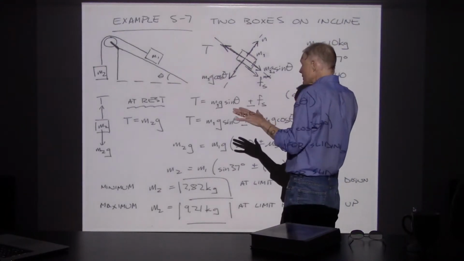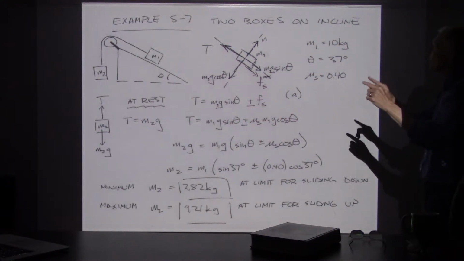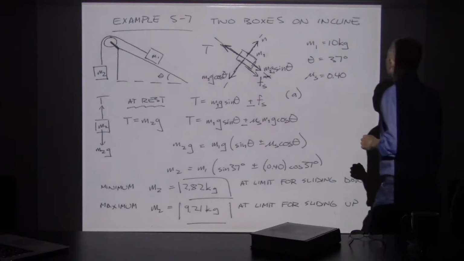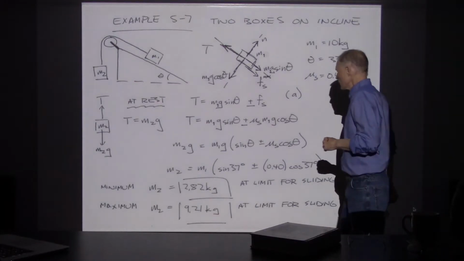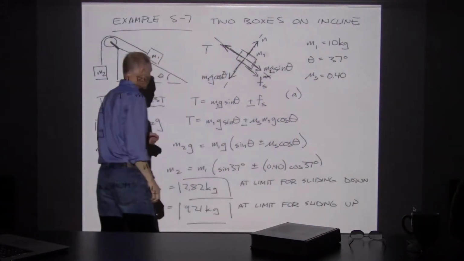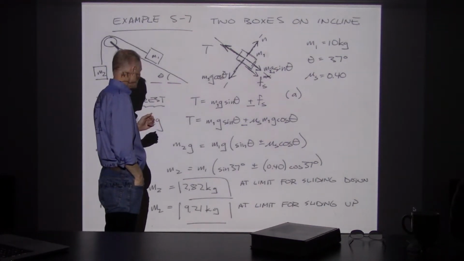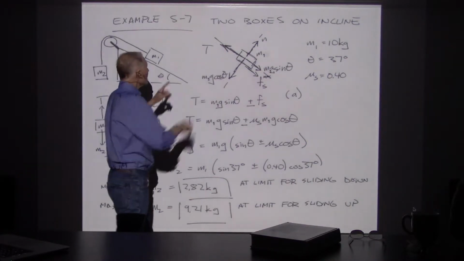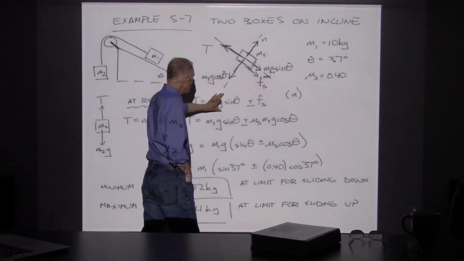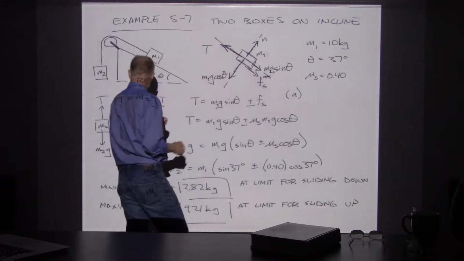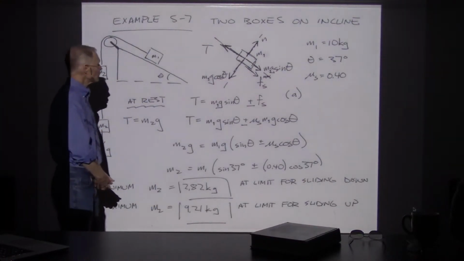Now, there are no accelerations anywhere in this problem. We're asking what are the conditions such that M1 and M2 do not move, and M1 was given as 10 kilograms, theta is given at 37 degrees, the static coefficient of friction is given as 0.40. And so what we have here then is this picture. We set up the forces, tension, gravitational component, and friction in one of two directions. And then what we did is we wrote down the expression for the static frictional force.